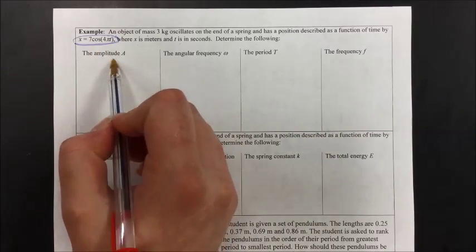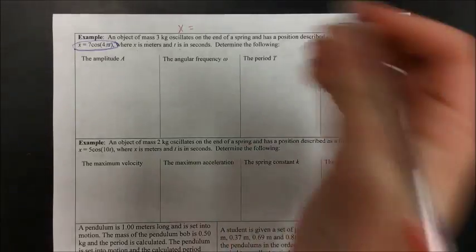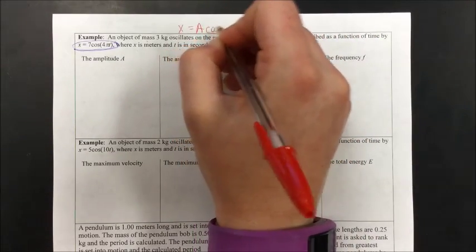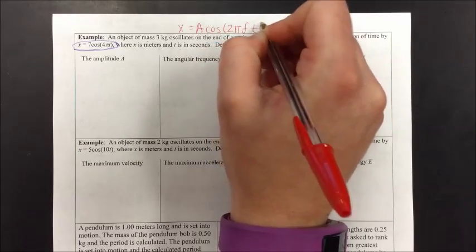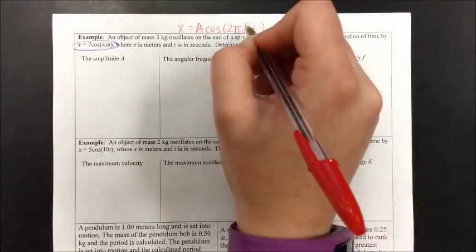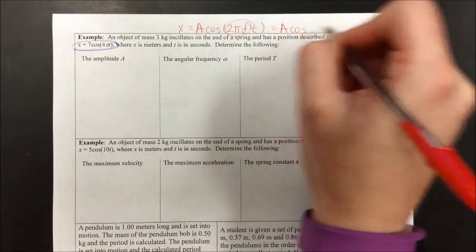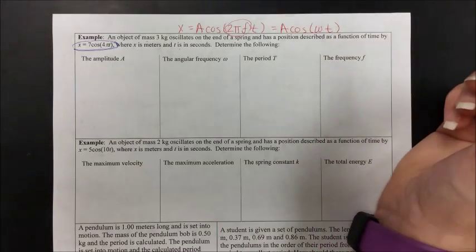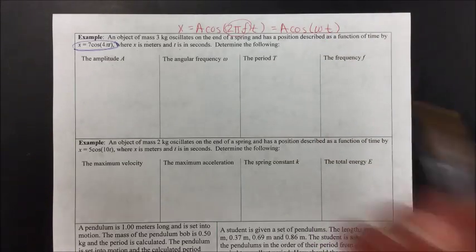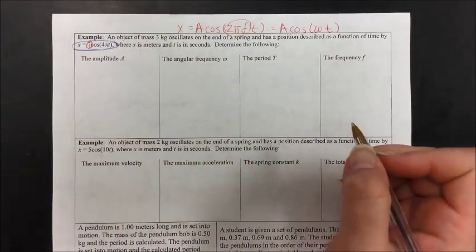So, first question is the amplitude, and if we remember our formula, it was x equals A cosine 2 pi f t, or remember that we could replace this part with omega, so A cosine of angular frequency times t. Okay, so the first thing is the amplitude, and amplitude is going to be this first part.